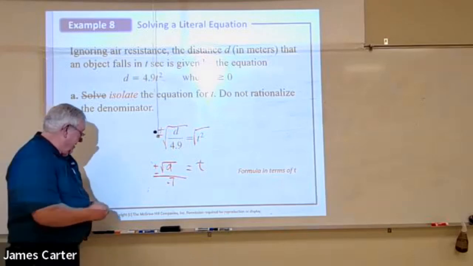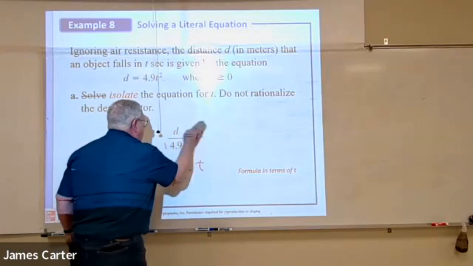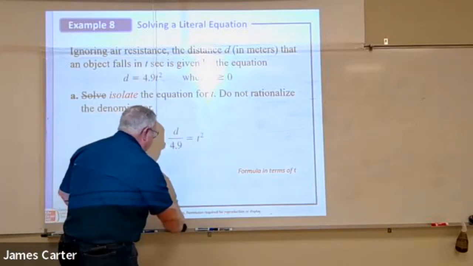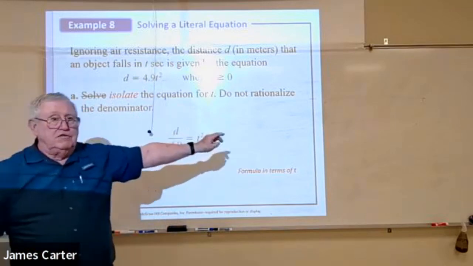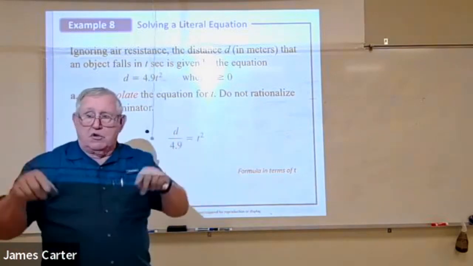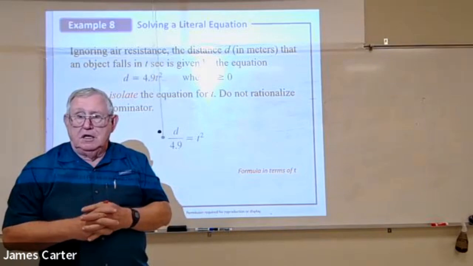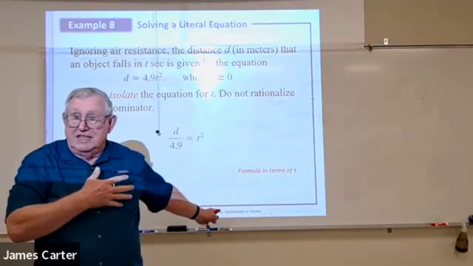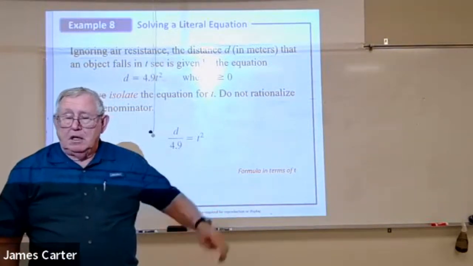That's the only difference on the isolation. If you got a variable squared, you may have to take square root plus or minus on both sides. That's the only thing that's new this time. Okay, and with that, good night.